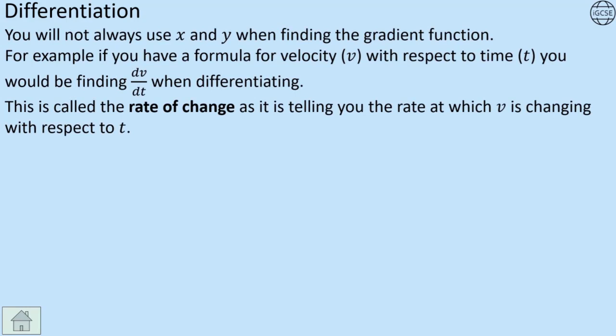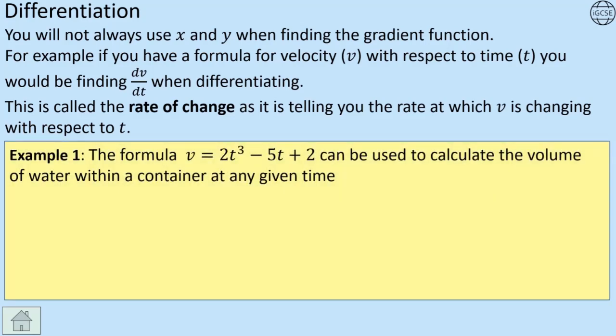So for example, if you've got a formula for velocity v with respect to time, we could find the rate of change of that velocity with respect to time by differentiating it, and we would say dv by dt, in this particular case because we've got two different letters. What we do in terms of the mathematics is very much the same, but we call it rate of change because it's specifically related to v and t, and especially t because it's about time. It's the rate of something happening. Okay, so let's look at a couple of examples.